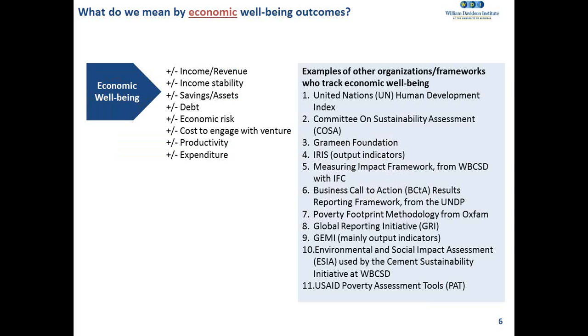Now we're going to get into the details of the areas of well-being, starting with the economic well-being outcomes. The economic dimension captures an individual's financial well-being and control over resources. While we all commonly use income stability, savings, and debt as indicators, we want to highlight indicators such as changes in economic risk, by which we mean the potential for risk in engaging in a business, that is, whether it'll be a success or a failure for that household.